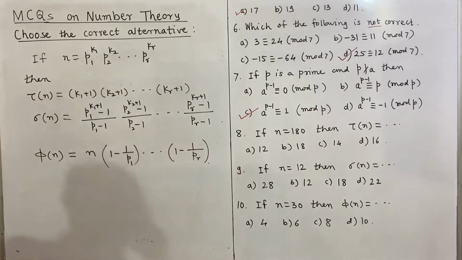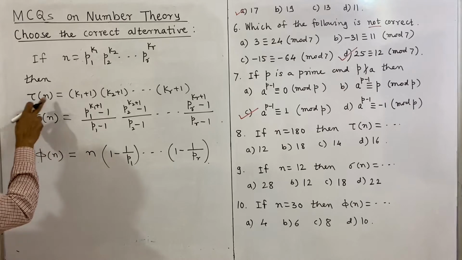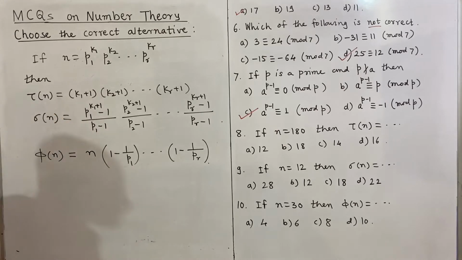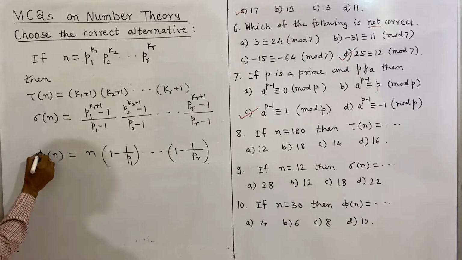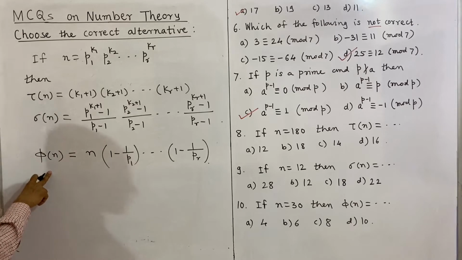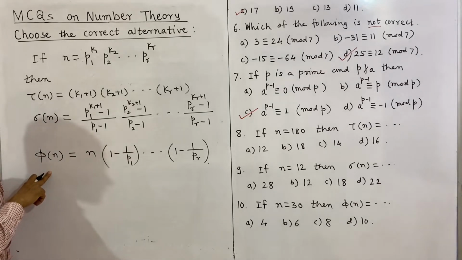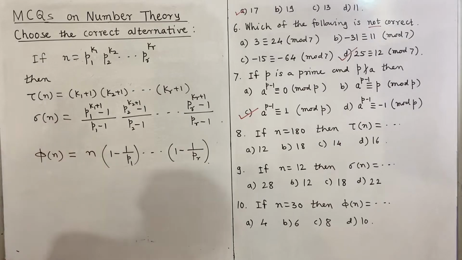This is the expression for phi, Euler's phi function. These are the number theoretic functions we have written. Tau function is the number of positive divisors of n, sigma is the sum of these divisors, and phi is the number of positive integers less than or equal to n that are relatively prime to n. So that is the meaning.